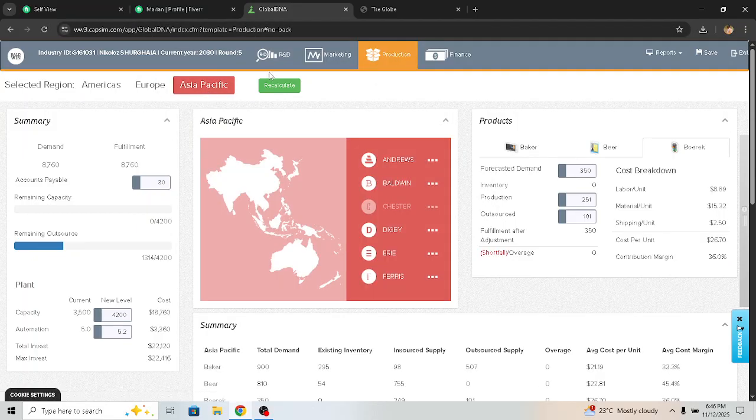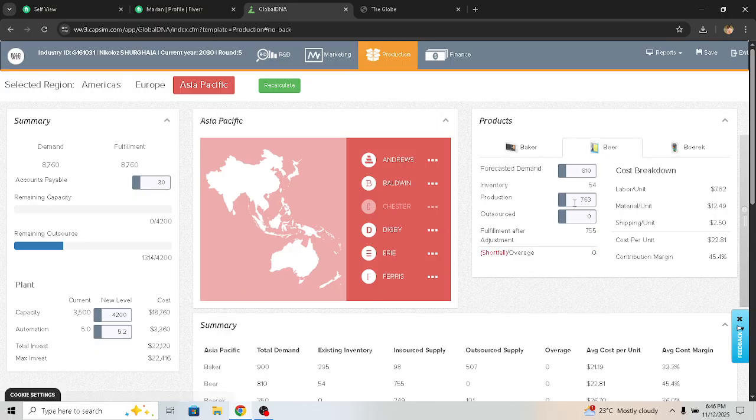We'll go to our final region, which is Asia Pacific. We have zero inventories. We'll start with Baker. With Baker, we have a forecast demand of 900. We have an inventory of 295, so we had to factor in this 295. After subtracting it, we produced 99 units and we outsourced 507. We wanted to maximize on outsource because we had limited remaining capacity. Looking at the contribution margin, we have 33.3%, meaning we are making profits.